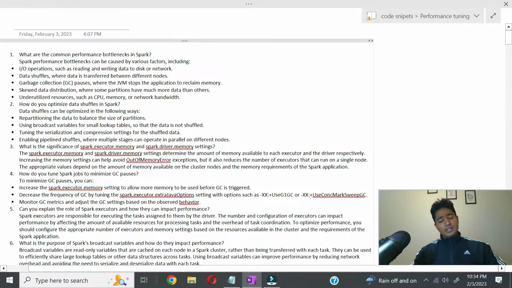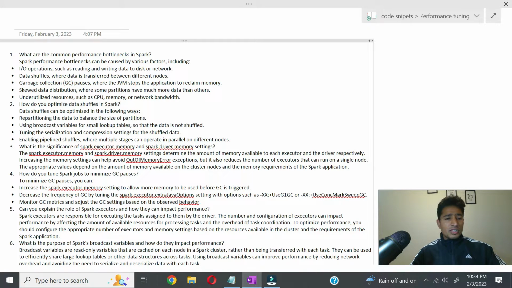See, performance tuning is a vast topic. What we have covered in the previous two videos is somewhere part of performance tuning as well, but in this video we will be specifically talking about performance tuning in terms of how we can improve it. Direct questions in terms of performance tuning. So let's start with it.